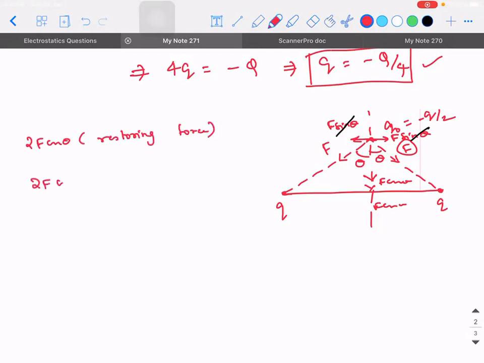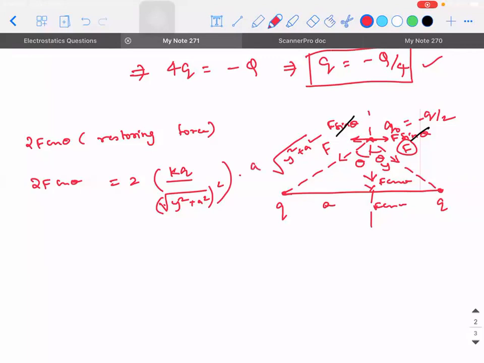So how much is the value of 2F cos theta? So 2 into, what is the value of F? It is kQ divided by r square, where if this is y and this is a, r is root of y square plus a square. So it is kq by root of y square plus a square, the whole square, into, what is the value of cos theta, guys? a divided by root of y square plus a square. If there is any doubt, let me know.